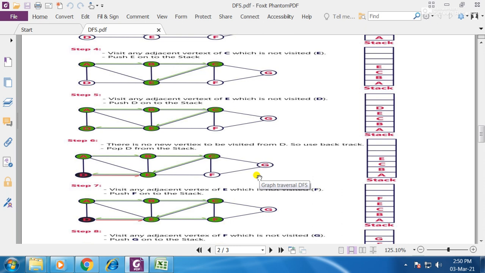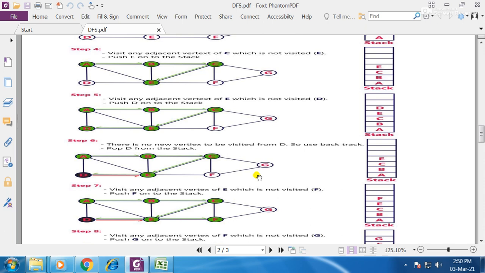Now we are having E. Now the adjacent vertex to E is F, which is not visited. That's why it is put in the stack. Now from F, we have C, already visited, and we have G, which is not visited. E is already visited. So G we have put in the stack.